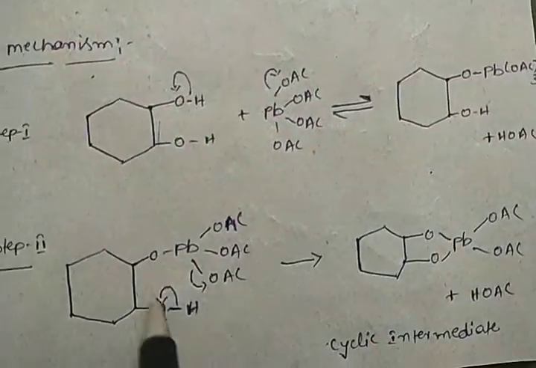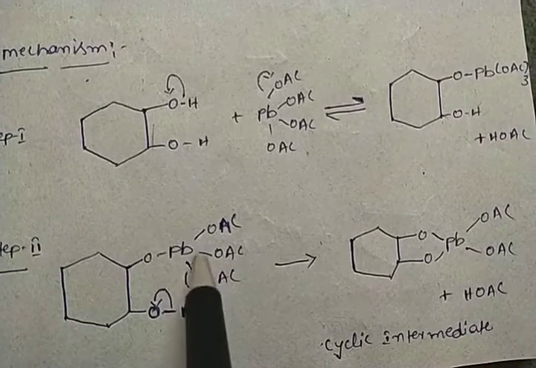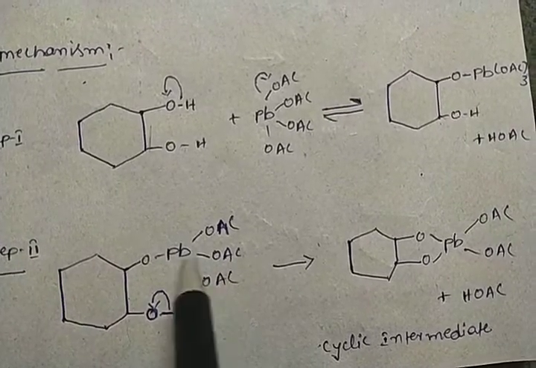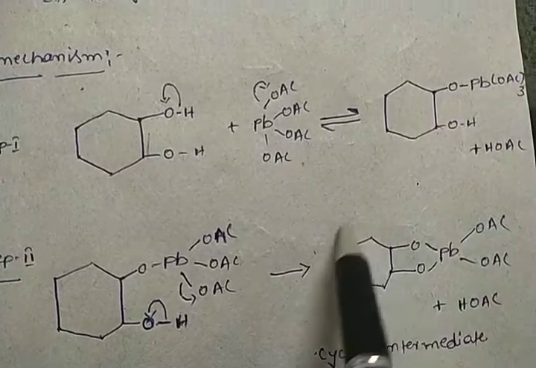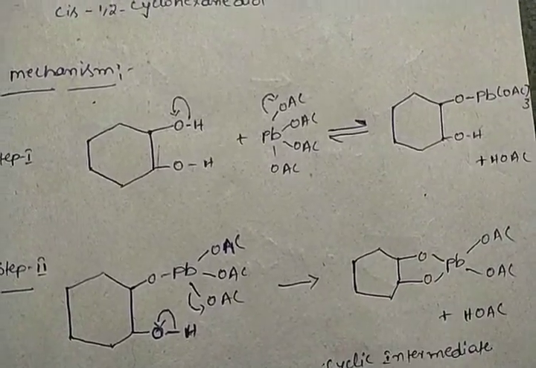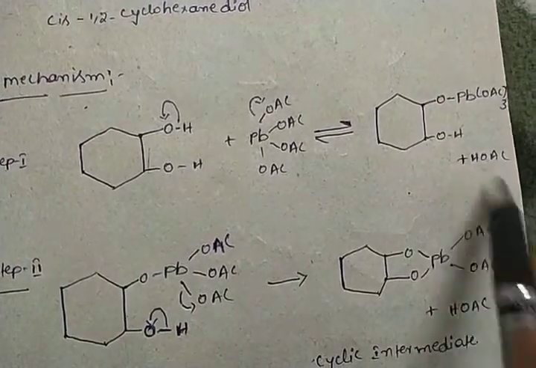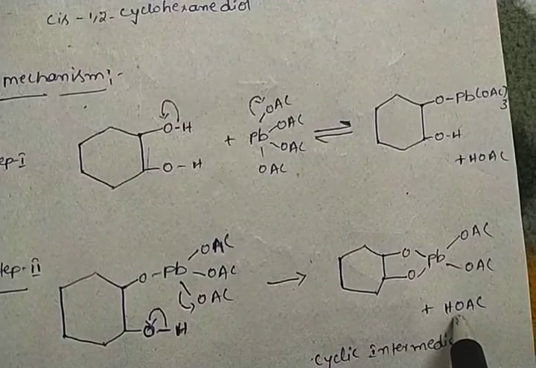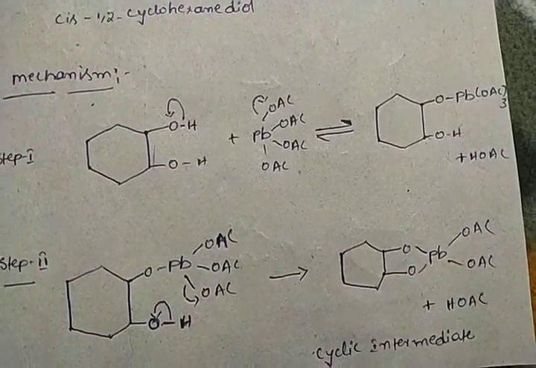Then in the second step, again the proton shifts towards the oxygen atom. One more acetate ion is liberated from the tetraacetate. So again a cyclic intermediate appears. From the first and second steps, 2 moles of acetate ions are liberated. So this is the major intermediate, my dear friends.